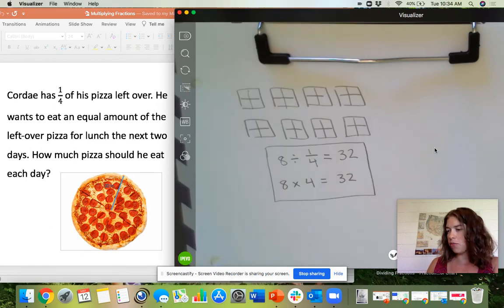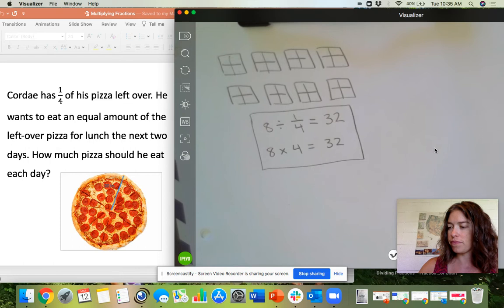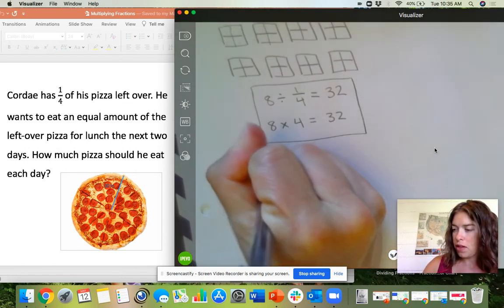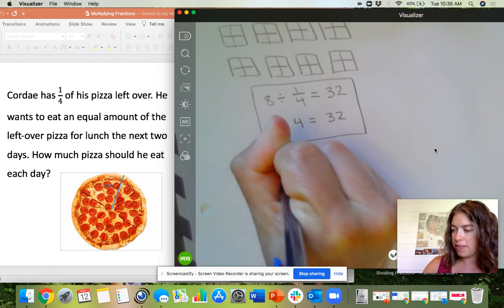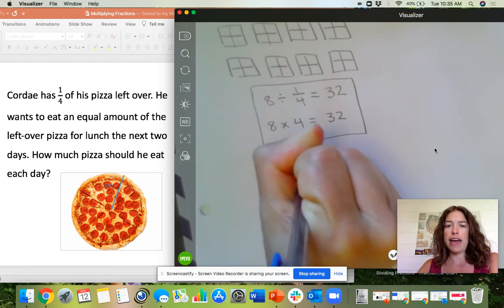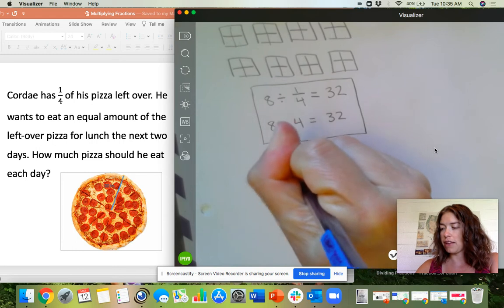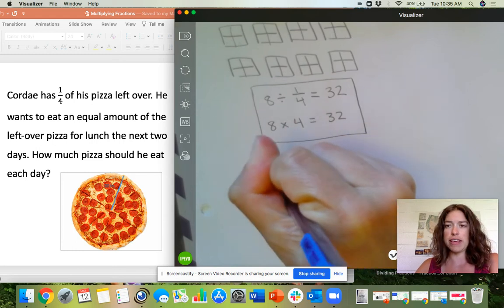So yesterday when we drew a model, we drew the 1/4 of a pizza that Corday had left. Some of us even put some X's right here, thinking, well, he's already eaten that pizza.